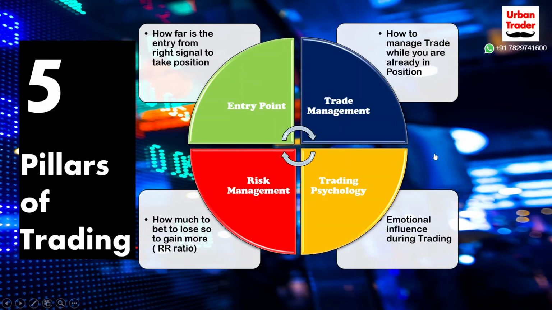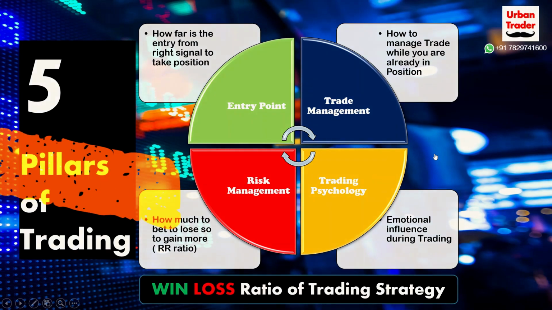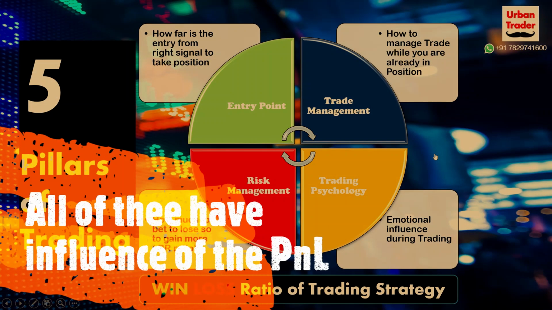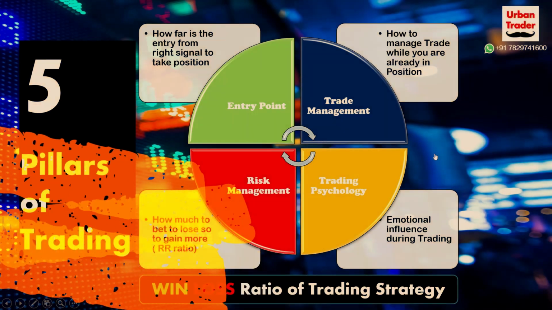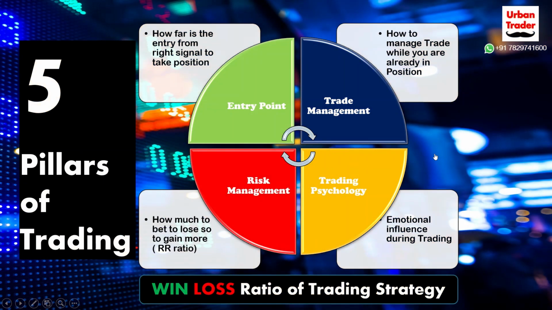The 5 pillars of trading are basically this: entry point, trade management, risk management, trading psychology, and win-loss ratio. Entry point is basically how far we are from the trade position when the signal comes through. Generally, a signal can throw up, or on the chart it might show that a signal has come, but you take up the position later, so it might not become a profitable position.